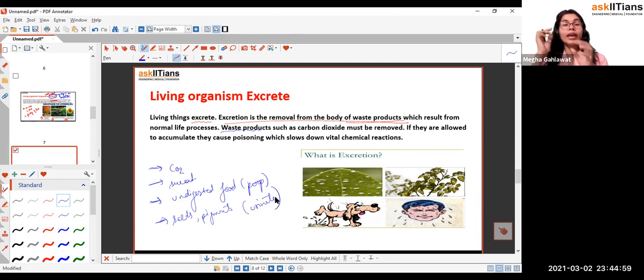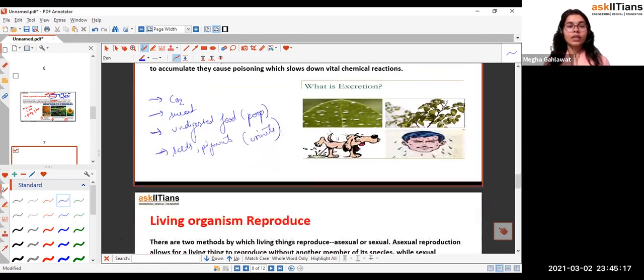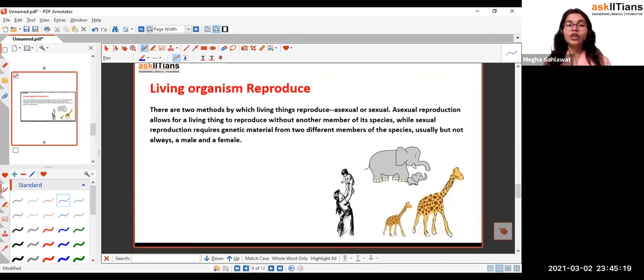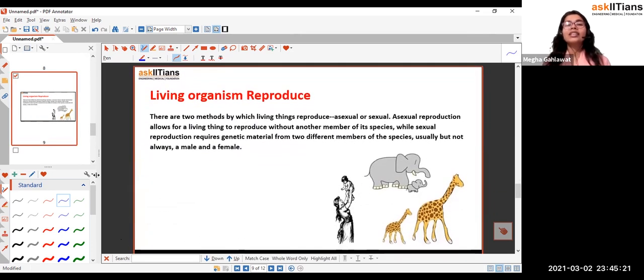If they accumulate in the body, if they get all segregated into our body, it is going to be very, very difficult for us to live, to continue life, because it can be very, very poisonous, right? Next thing is, all the living organisms reproduce. See, if we have the human beings, okay, right? We are human beings. Everybody can agree to that.